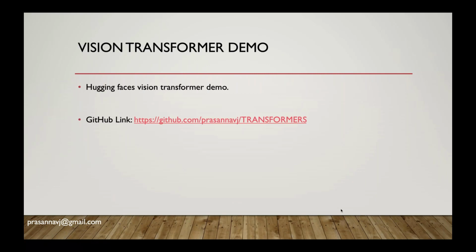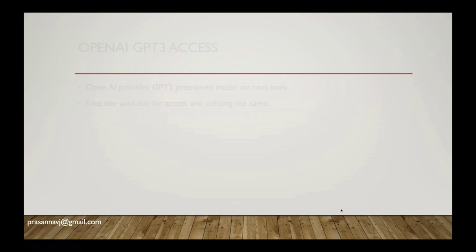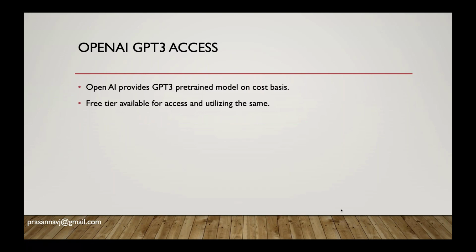Yeah, fantastic. And as I said, OpenAI provides GPT-3 as an API. You can access it and start utilizing it as part of the project that you're building. It is a very powerful process. More than image processing, you can utilize GPT-3 for your natural language processing requirements.